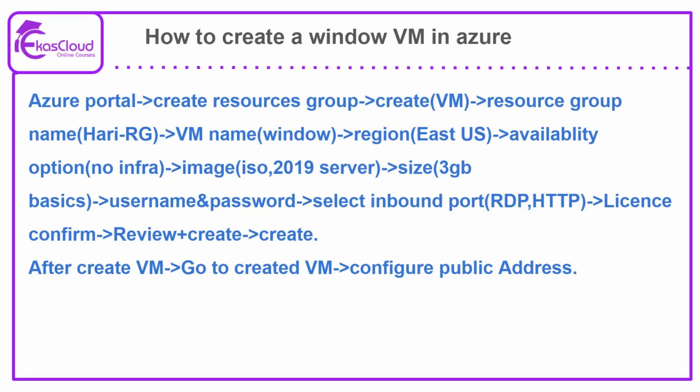Availability zone: no infrastructure redundancy required. The image should be Windows Server 2019 because we are in a free trial. For the size, we will select the minimum, basic size. Put in a username and password and select inbound ports. You should add RDP plus HTTP, confirm the license, then review and create. This is the path to create the VM.